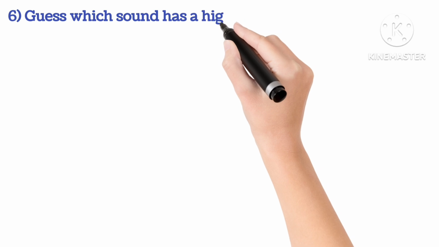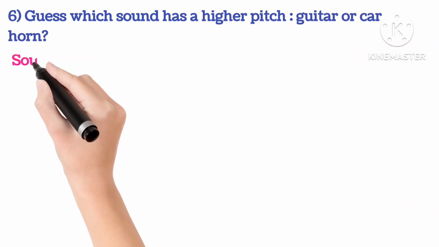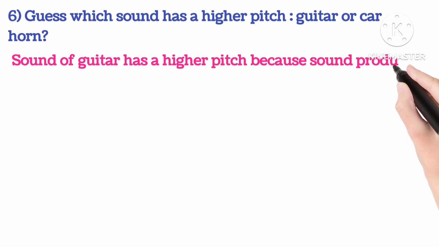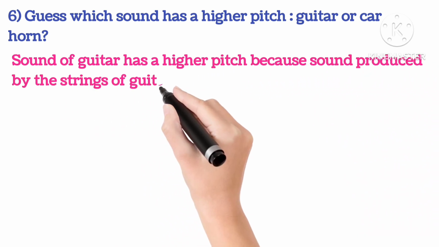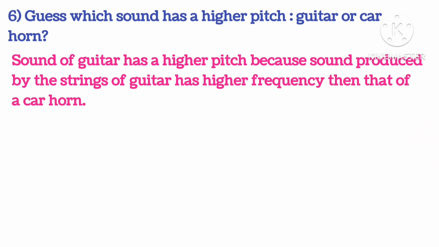6. Guess which sound has a higher pitch, guitar or car horn? Sound of guitar has a higher pitch because sound produced by the strings of guitar has higher frequency than that of a car horn.